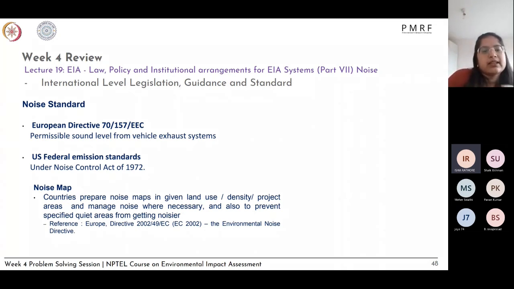So these are basically noise maps where the countries have decided that these specific activities will be disturbed by high level noise. Also, if you have construction activities in areas, you have to provide a mitigation effect, or you have to work on a particular timeline such that it does not affect the functioning of the other spaces.